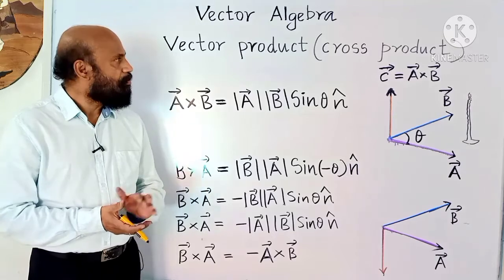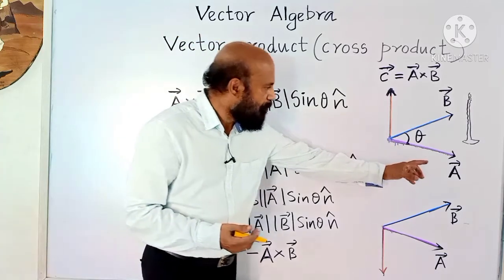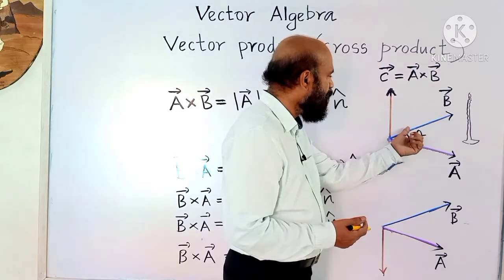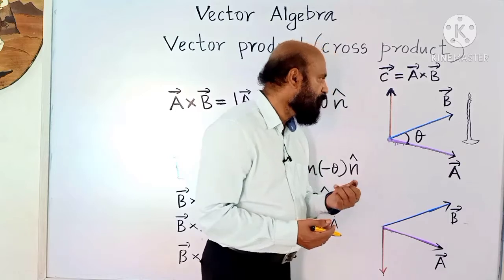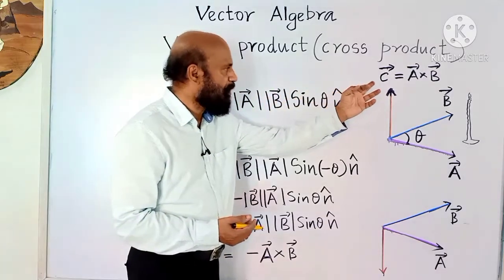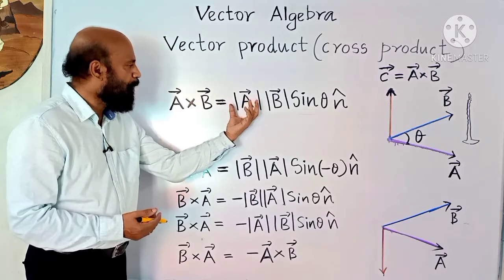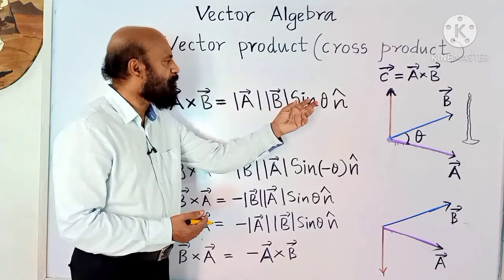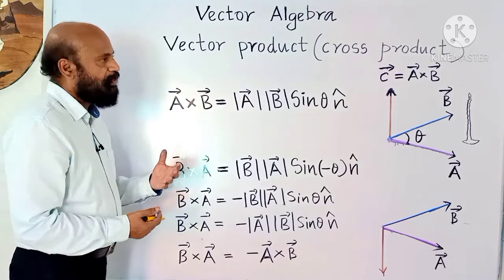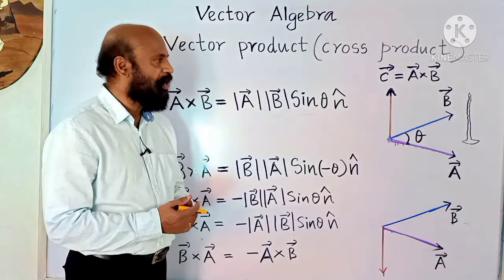Vector product or cross product of two vectors. A vector and B vector are two vectors, and theta is the angle between them. When you take the vector product, you will get another vector whose magnitude is the product of the magnitude of A and B and the sine of the angle between them. Since you are getting another vector, that vector will have a direction. That direction is given by the right hand rule.